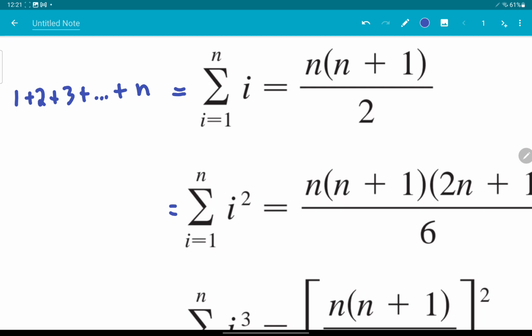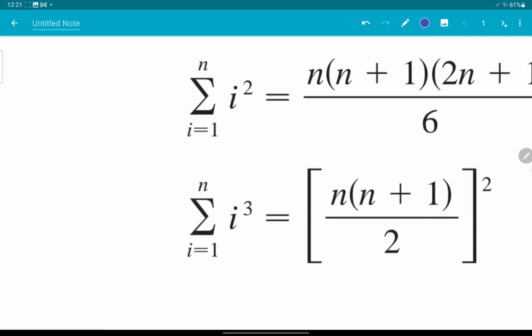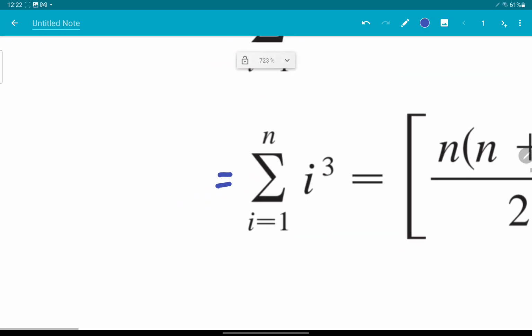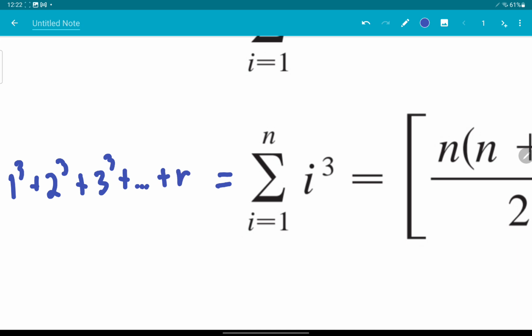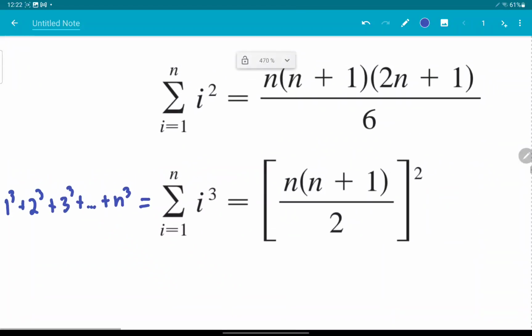Here, we talked about this one above, so skip it. This one is just your cubes. You're doing 1 cubed plus 2 cubed plus 3 cubed plus ... plus n cubed. So these formulas are very useful.